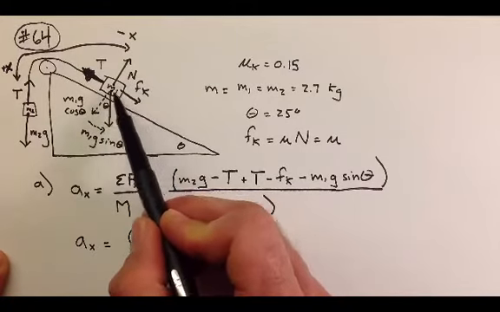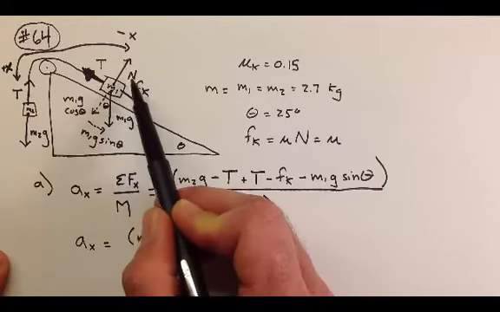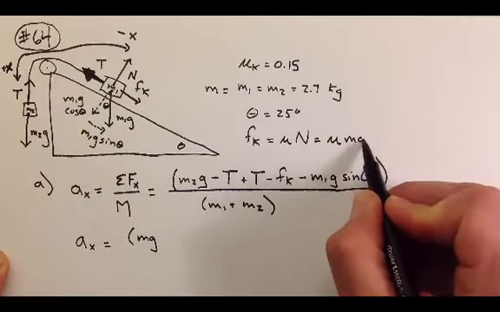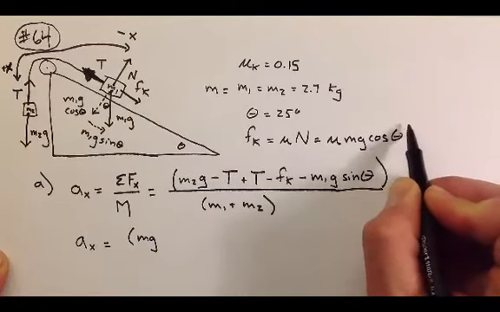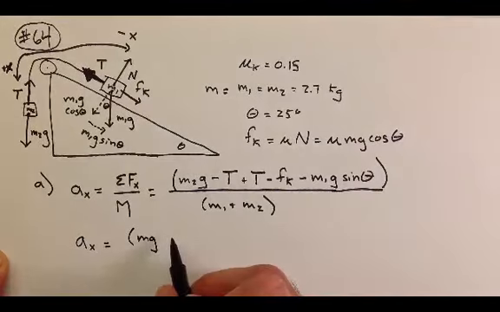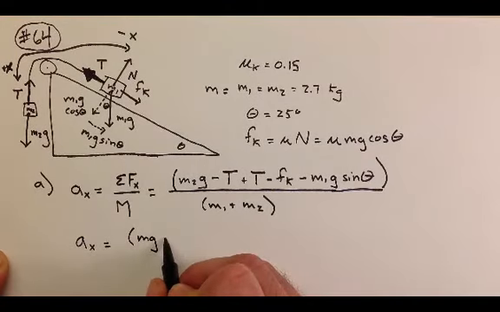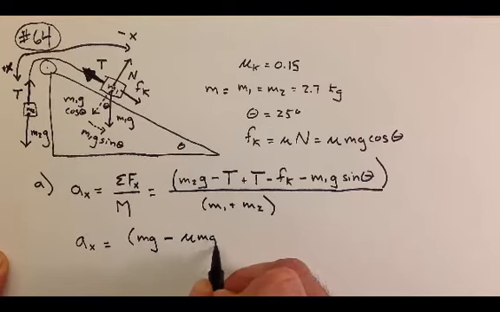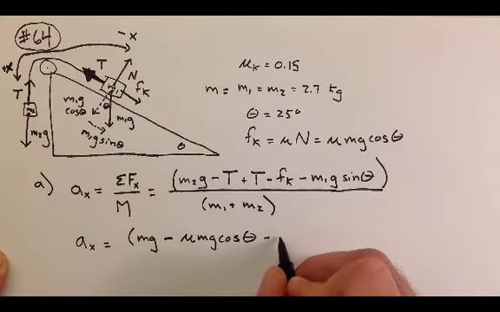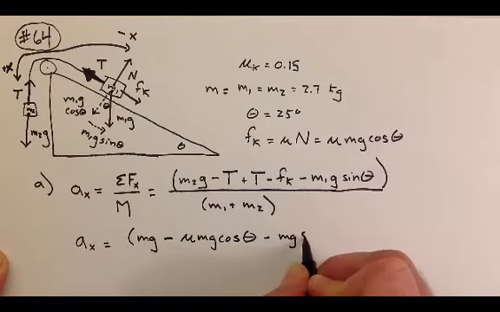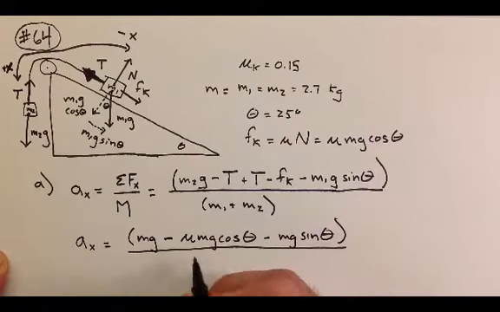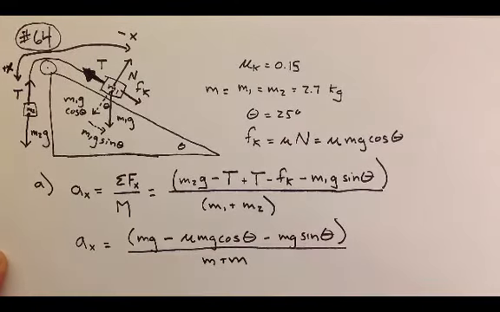Well, what's the normal force equal to? Well, that would be equal in magnitude but opposite in direction to this perpendicular component of the weight. So that would be mu mg cosine theta, since that's what the normal force would be equal to, right? So this would be minus mu mg cosine theta, and then we have our minus mg sine theta, okay? And this is over m plus m, right?